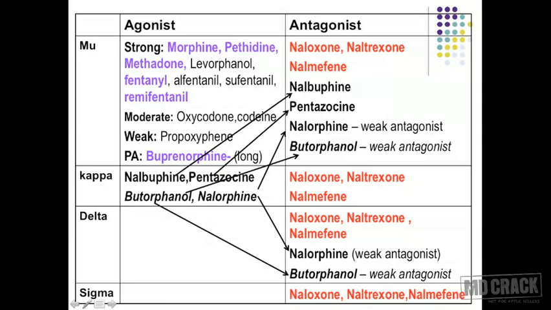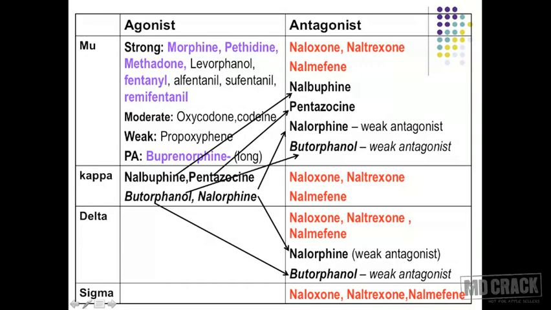These are the only three which we did not look up in red colors. And this is naloxone, naltrexone, and nalmefene. Naloxone, naltrexone, and nalmefene. Easy to remember, all starting with the spelling N. And these are antagonists at mu receptors.